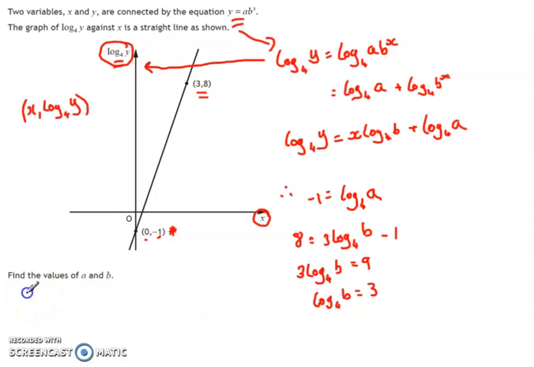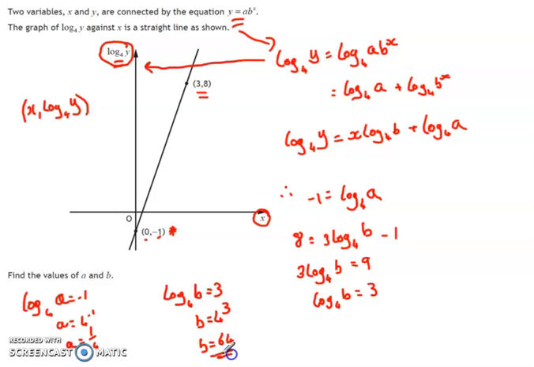What I'm able to do is take each of these and figure out what a and b are. Because since log to the base 4 of a is equal to negative 1, a is then equal to 4 to the power of negative 1. So a is equal to a quarter. Similarly with this one here, log to the base 4 of b is equal to 3, so b is equal to 4 cubed, so b is equal to 64. So there you go, I've found the a and the b as required in the question itself.